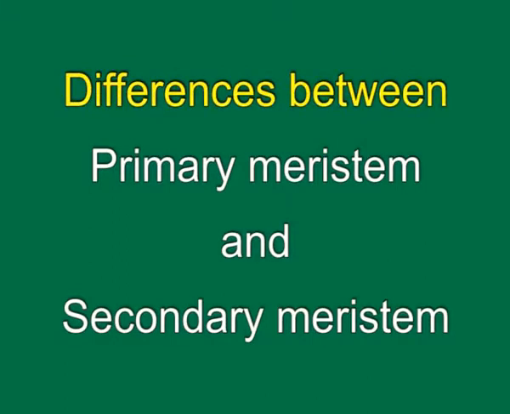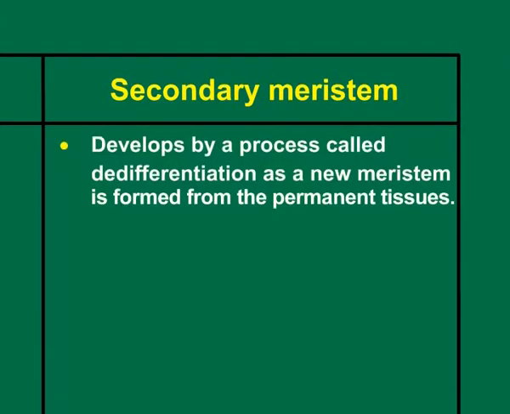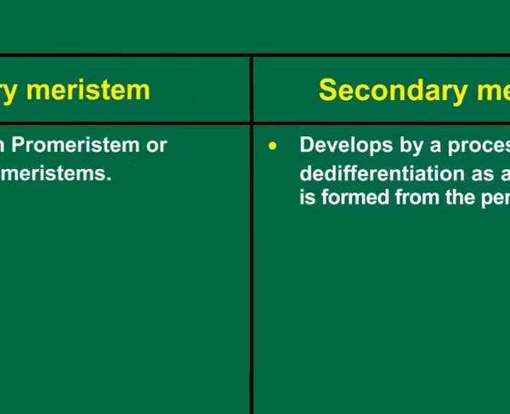Differences between primary meristem and secondary meristem. Primary meristem arises from promeristem or embryonic meristems, whereas secondary meristem develops by a process called dedifferentiation, as a new meristem is formed from the permanent tissues.